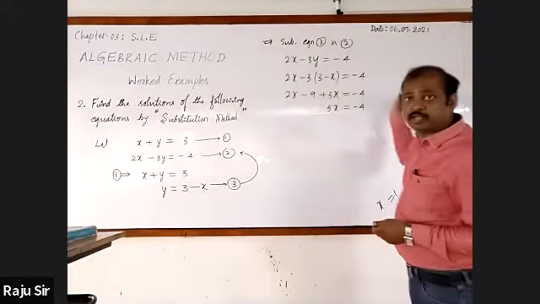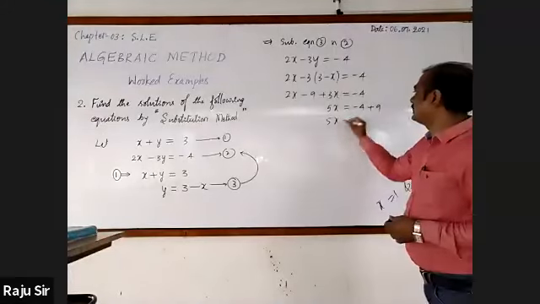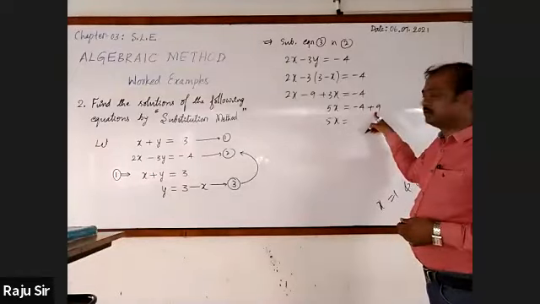5x minus 9 is equal to minus 4. Transfer minus 9 to the right hand side: 5x is equal to minus 4 plus 9. 5x is equal to 5. x value is 1, sir. x is equal to 1. See that we got it.